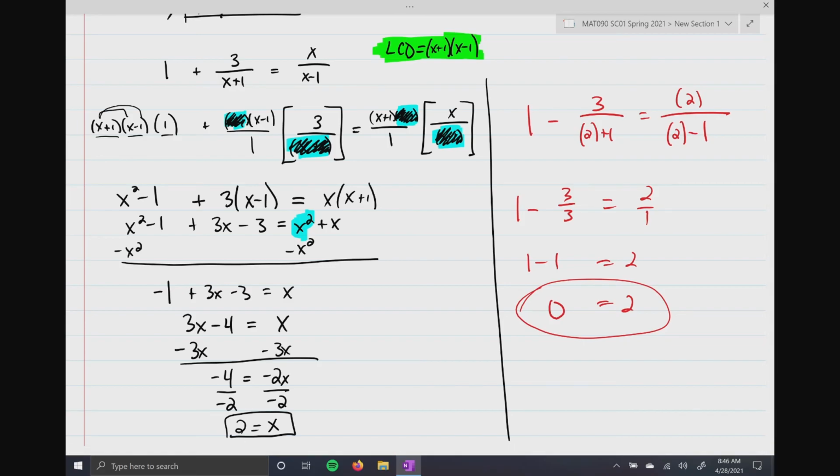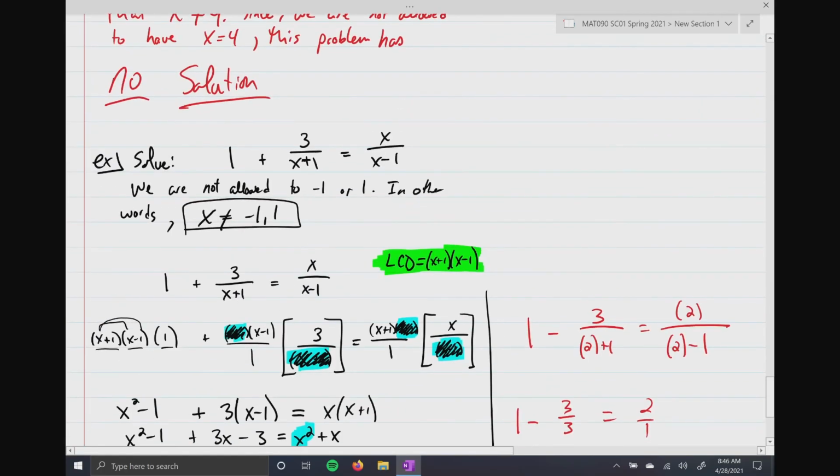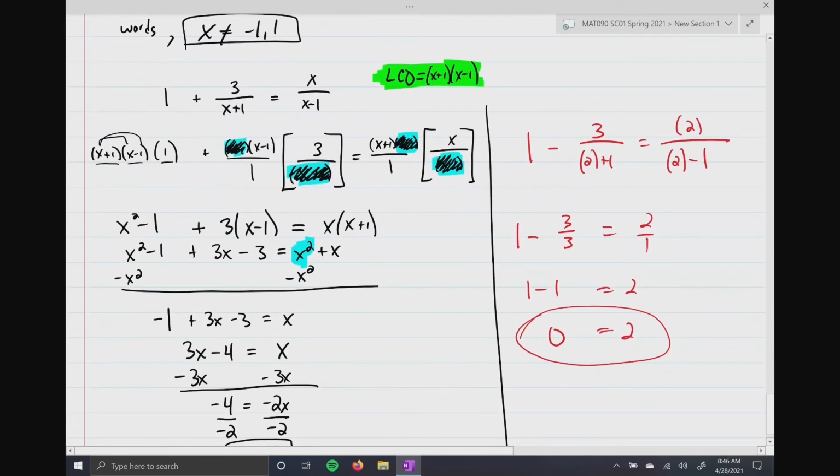The original problem was 1 plus 3 over x plus 1. And there is the original. So, the mistake was, I don't know how to copy down correctly. This is supposed to be a plus, which makes this a plus, which makes that a plus. And 1 plus 1 is 2. So I know my answer is correct.